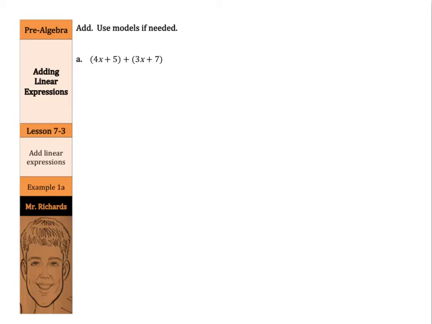Now, you can use models to add linear expressions, and we're going to try to do that here. We have 4x plus 5 plus 3x plus 7. If we use a model for the 4x's, here is 1x, 2x, 3x's, and then there's 4x's. So that's my 4x. Then I have plus 5.